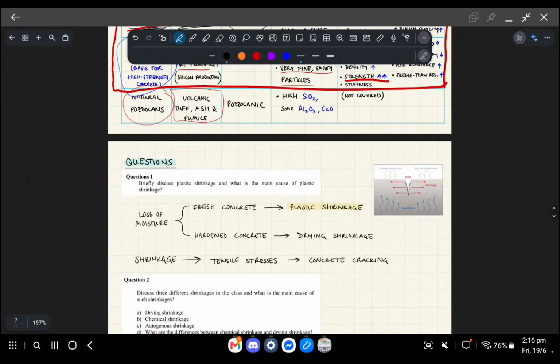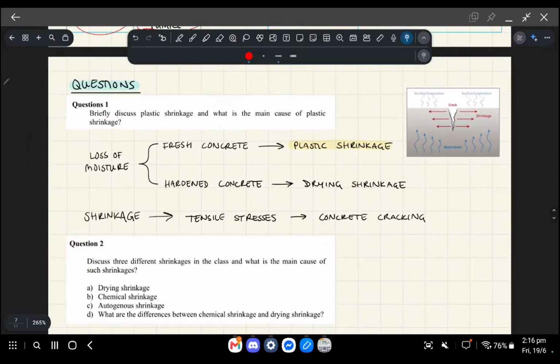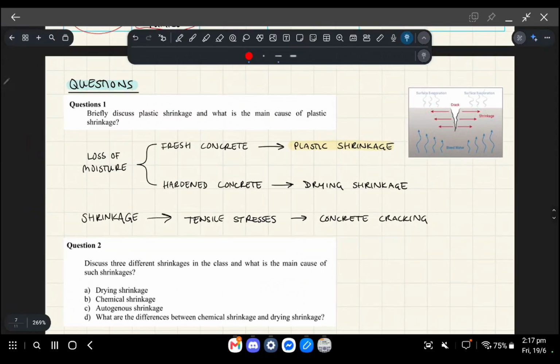All right, so questions 1 to 5 are to do with shrinkage, and then I think questions 4 and 5 are to do with SCMs. Question 1. Briefly discuss plastic shrinkage and the main cause of plastic shrinkage. Remember, plastic shrinkage sits in the physical shrinkage category, so not chemical shrinkage. It's when you have fresh concrete and there's evaporation, which causes the shrinkage, and then it induces cracking and things like that.